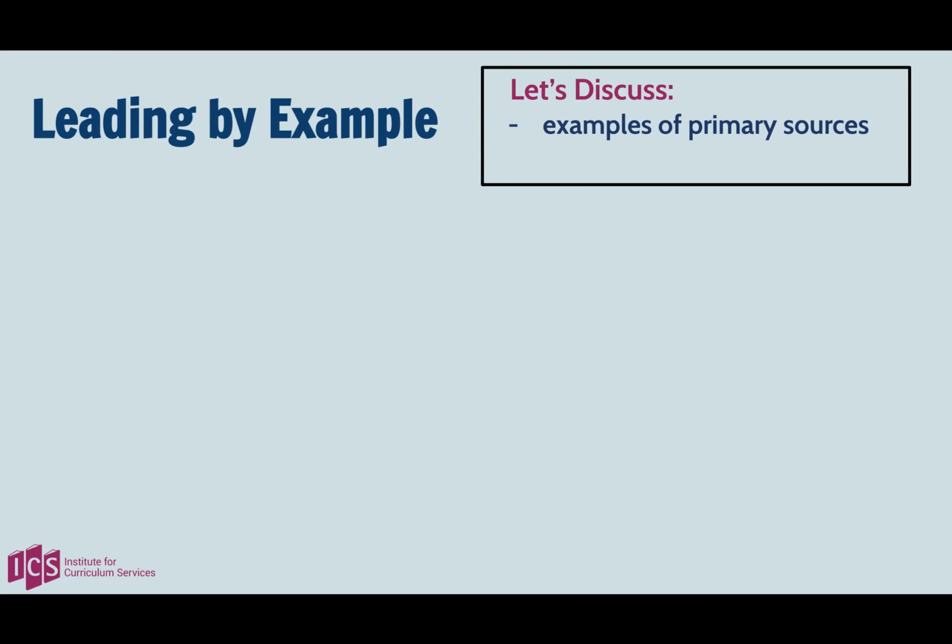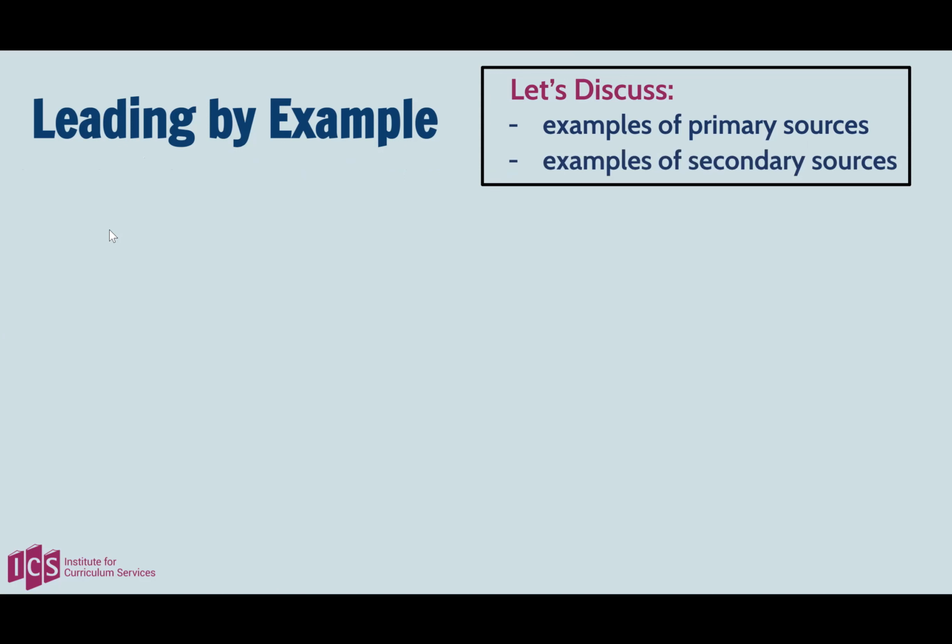Some things you may have thought about or written down are speeches, songs, photographs, newspapers, letters, interviews, journals, patents, birth certificates, property deeds, audiovisual recordings. All of those are examples of primary sources.